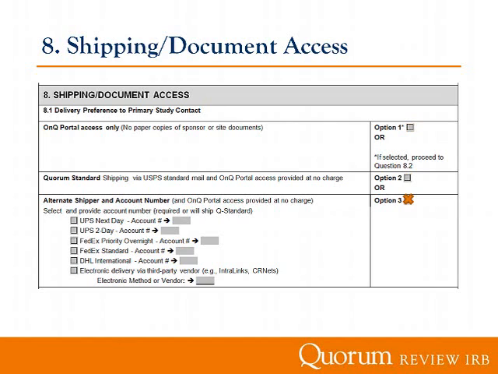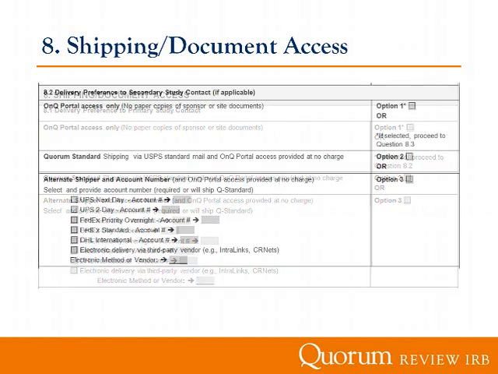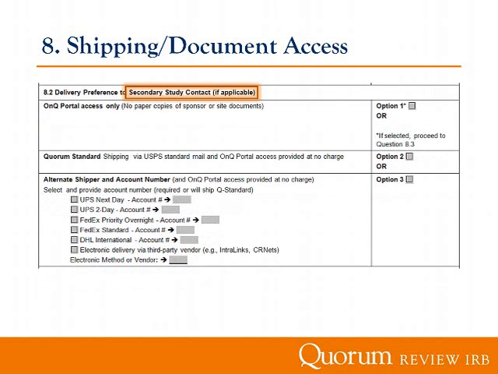Option 3 is for shipping hard copies via another carrier. However, you must supply an account number for this provider if you choose. Quorum will not cover the costs of shipping with this option. 8.2 should be completed if there is a secondary contact that should receive portal access for this study or hard copies via one of the shipping methods shown.